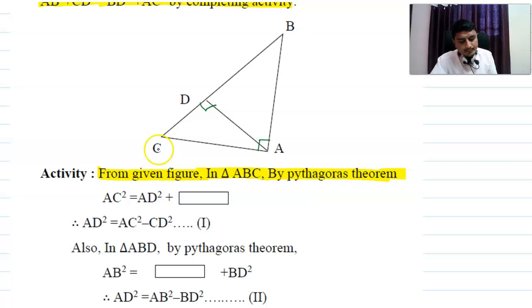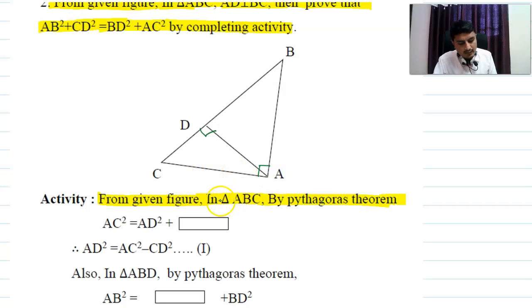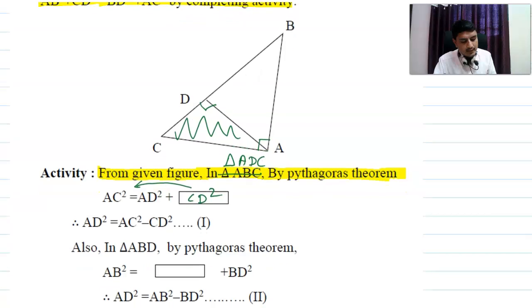We are getting AC square is equal to AD square. That means here we actually have the triangle ADC. Look at this triangle, the lowermost triangle. Here AC is the hypotenuse. So AC square equals AD square plus CD square. Now evaluating the value of AD square, after shifting CD square from RHS to LHS, we are getting AD square equals AC square minus CD square.